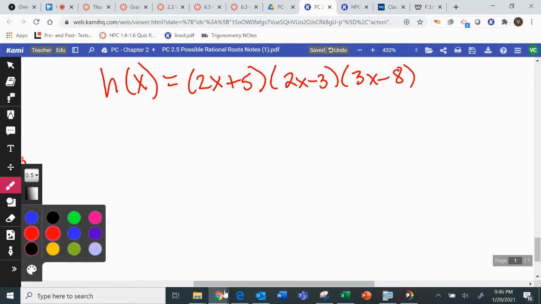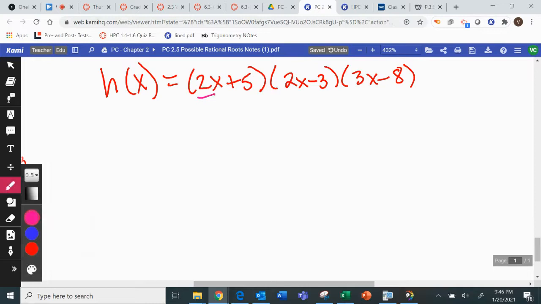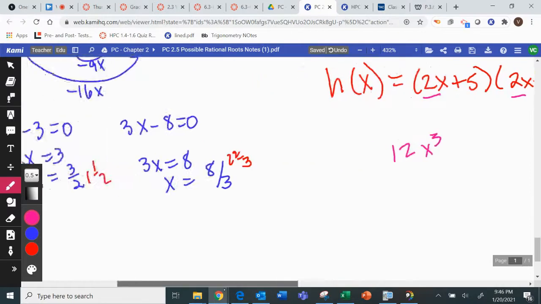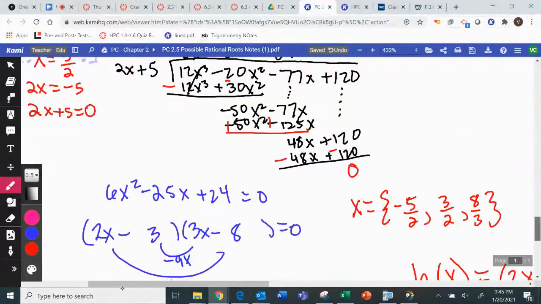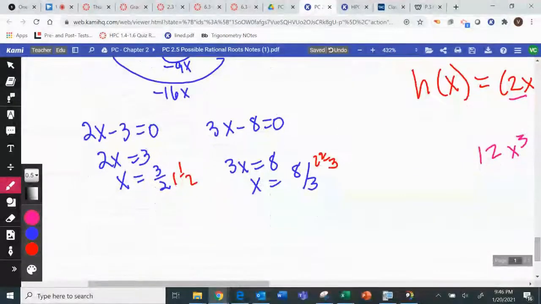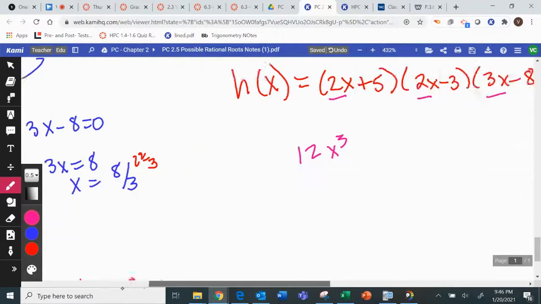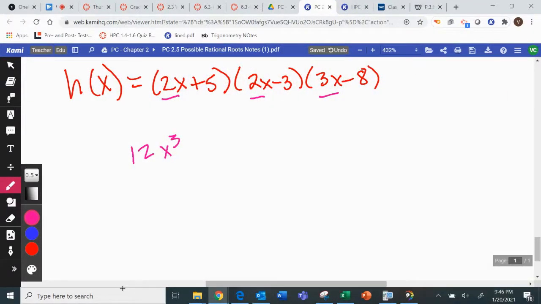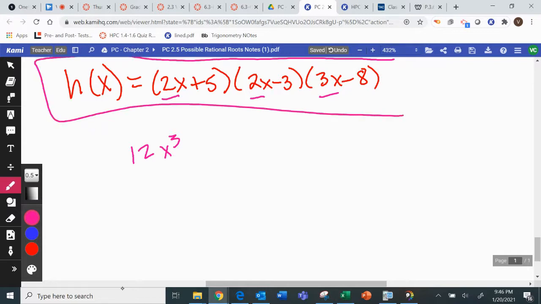Just a quick little check here. If I did multiply together 2x, 2x, and 3x, that would be 12x to the third. And we go and we look at that first term in the original question, 12x to the third. That kind of looks good. And you could check the 120 as well. You could multiply 5, -3, and -8, and it should equal that 120. All right, so that's it.